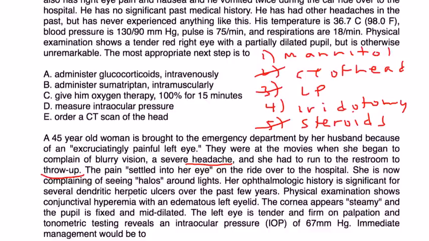Now, between 1 and 4, what do you think the next choice would be? I mean, the next step, if you had a choice between giving some eye drops or doing surgery, of course, you always do the simplest thing first. So the answer is the first choice, which is mannitol. And just in case you don't remember, mannitol is an osmotic diuretic that removes the water from the aqueous humor, that fluid, and thus decreases the volume of the aqueous humor, which thus decreases the intraocular pressure.